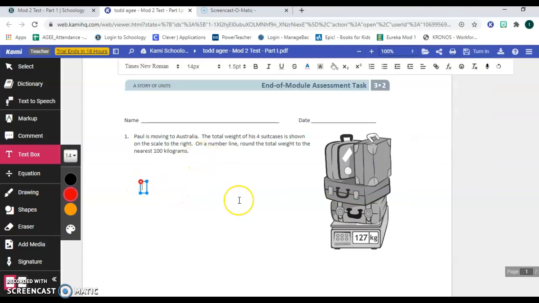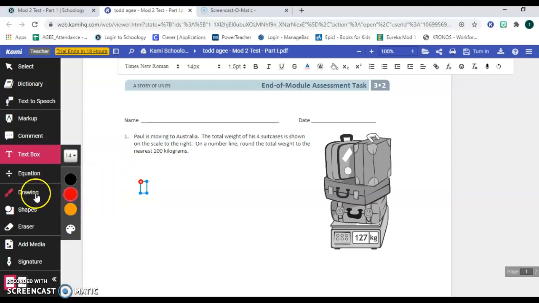Okay, so just taking a look at these items, you've got a few to look at today. Paul is moving to Australia. The total weight of his 4 suitcases is shown on the scale to the right. Okay, so 1, 2, 3, 4. You see his suitcases. You see the weight right here on a number line. Round the total weight to the nearest 100 kilograms. So this is just showing that you remember how to round to the nearest 100 using the rounding tool that we discussed for about 4 days earlier in this unit.